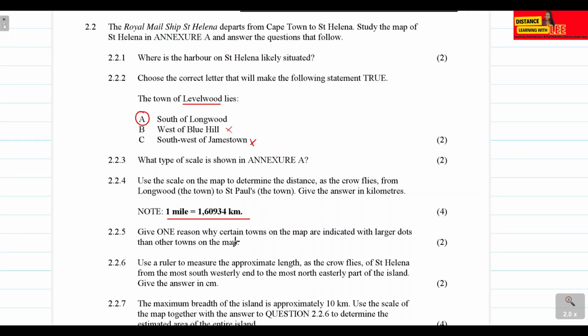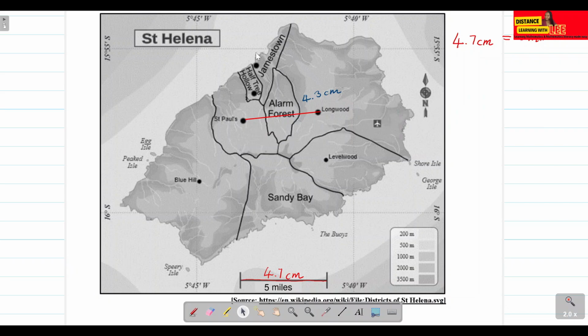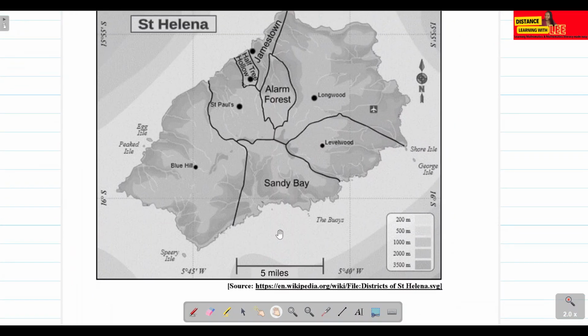Give one reason why certain towns on the map are indicated with larger dots than other towns on the map. So when you have a look at this map that is given to us here, certain towns are indicated with a larger dot, and some towns are indicated with a smaller dot. What could be the reason for that? For example, Jamestown is indicated with a larger dot, but Levelwood has a smaller dot. What could be the reason for that?